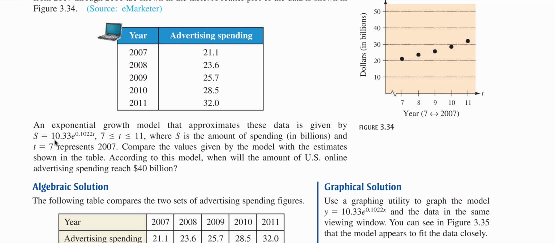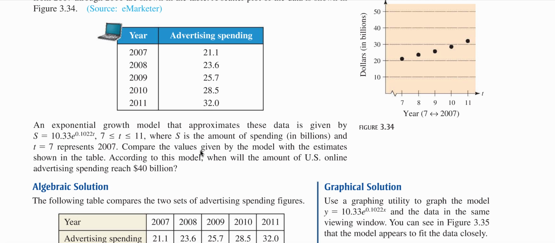S equals 10.33 e to the 0.1022t. Time is from 7 to 11, 2007 to 2011. S is the amount of spending in billions of dollars. So now we have a context for the problem. The model generates a graph which generates ordered pairs which approximate the data or model the data.